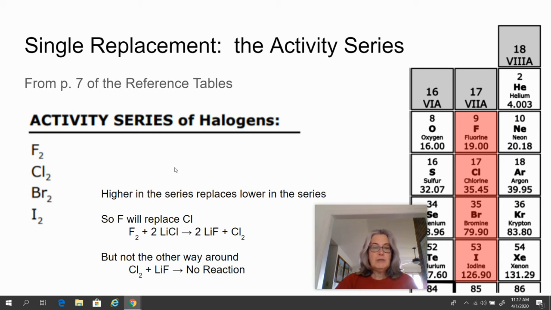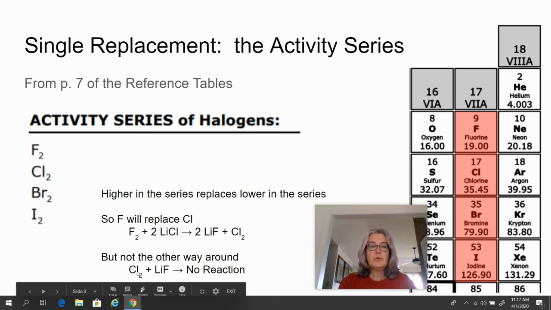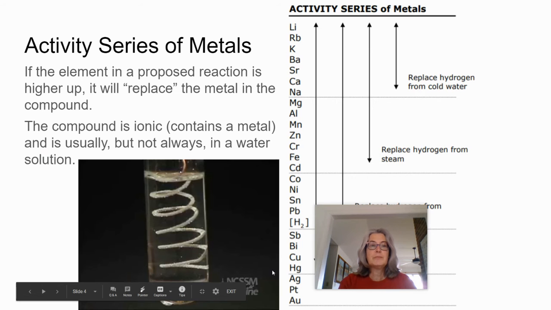If the element in the reaction is higher on the periodic table or higher in the activity series than the one that is in the compound, it will replace it. Higher in the series replaces lower in the series. So fluorine will replace chlorine, but not the other way around. Chlorine cannot come in and knock the fluorine out of lithium fluoride. So we say no reaction.